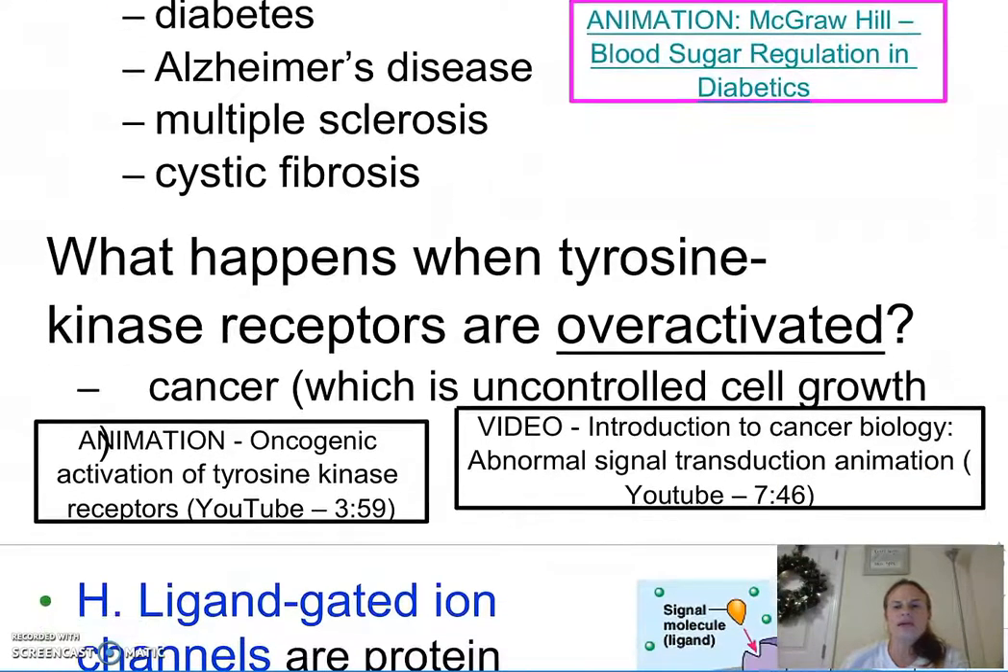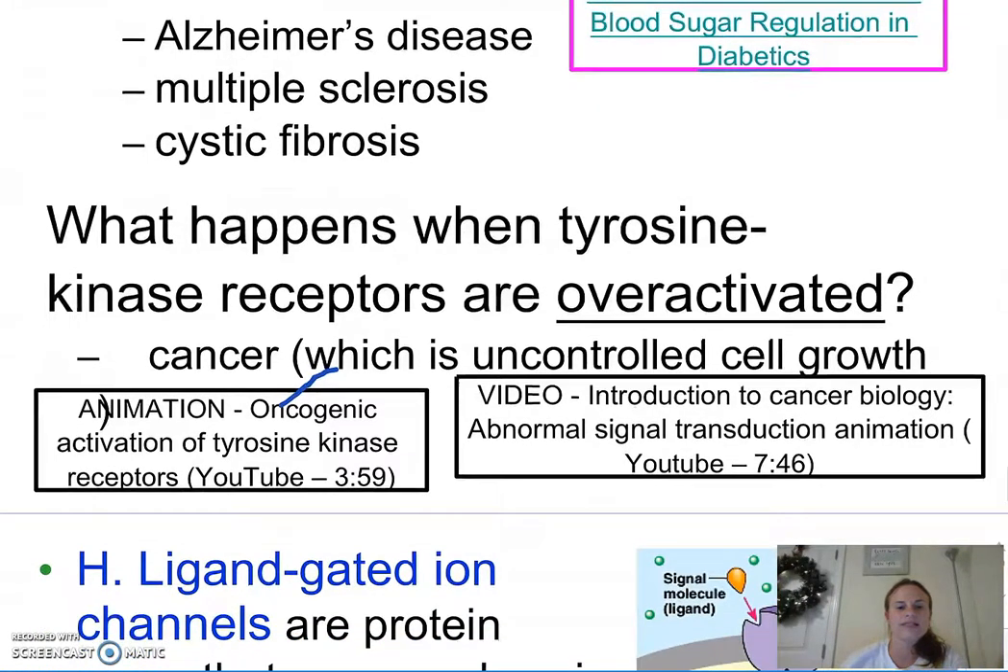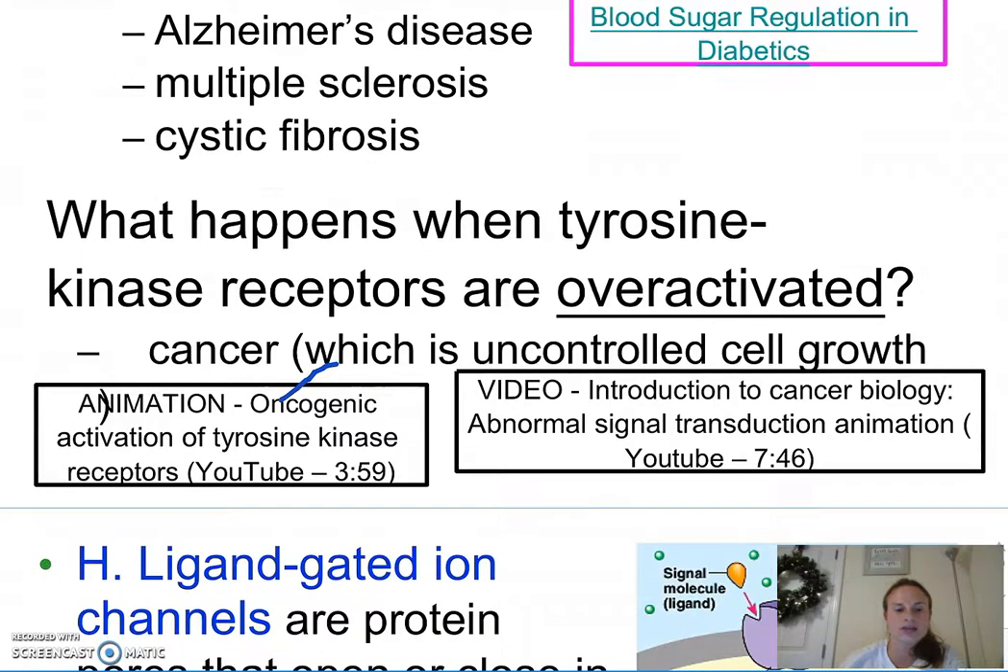The third type of receptor are the ligand-gated ion channels, which is what we will talk about tomorrow.